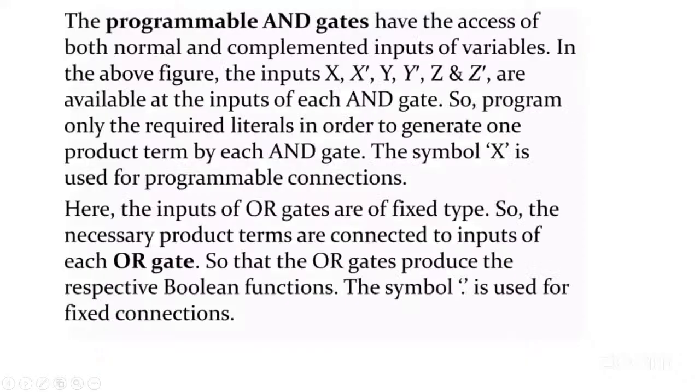The programmable AND gates have the access of both normal and complemented inputs of variables. In the above figure, the inputs X, X bar, Y, Y bar, Z and Z bar are available at the inputs of each AND gate. So program only the required literals in order to generate one product term by each AND gate. The symbol X is used for programmable connections.